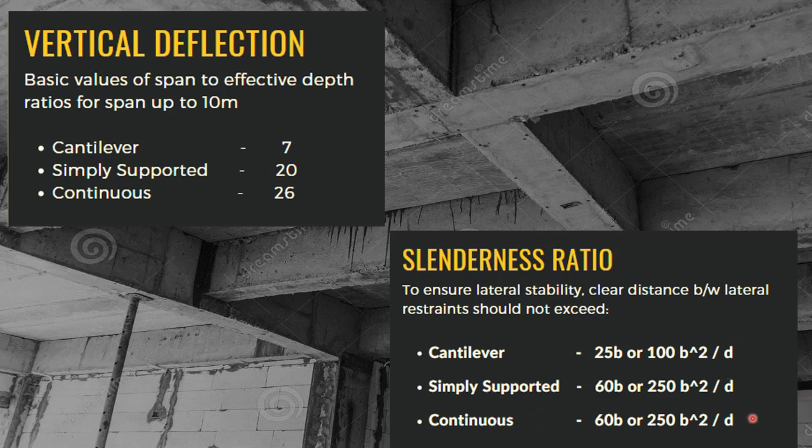Whichever is less we have to take, whether it is 25b or 100b square by d, whichever is less you have to take that value only. So this is all about the vertical deflection and slenderness ratio for beams. Now we shall move on to another member called slabs.